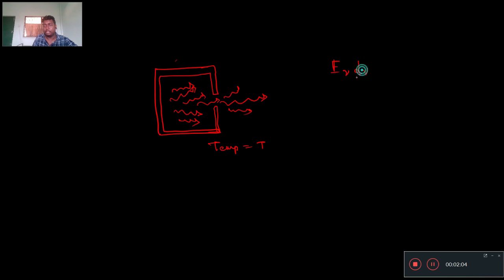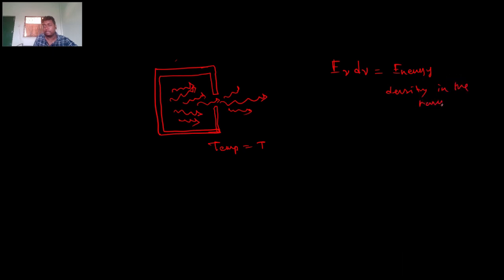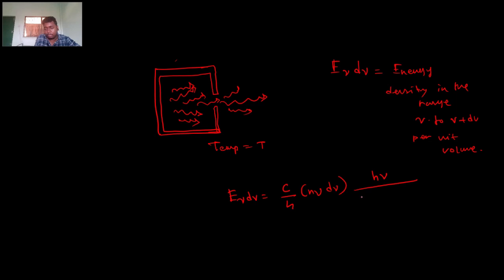The blackbody was written as E nu d nu. Okay, this is the energy density in the range nu to nu plus d nu per unit volume. This E nu d nu can be written as E nu d nu equals c by 4 n nu d nu times h nu by e to the power h nu by kT minus 1.